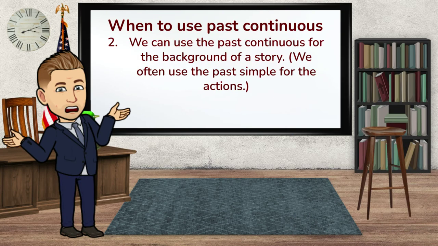When to use the past continuous. So here's another rule. We use the past continuous for the background of a story. So we often use the past simple for the action. So we talked about the past simple already. So when you're telling a story, you can go back and forth between past continuous and past simple if you're following the proper rules. So if you're giving background of a story, that's when you can use past continuous.